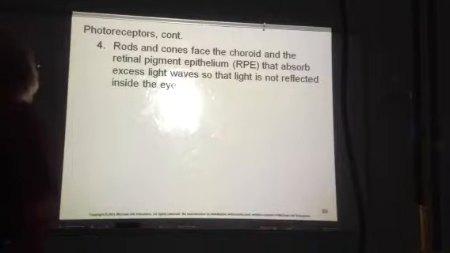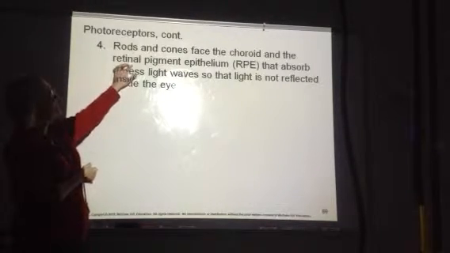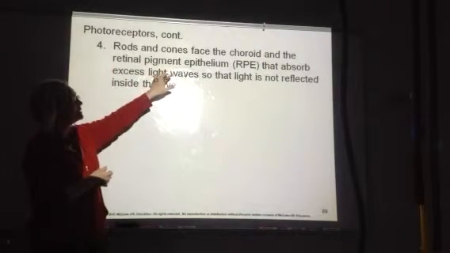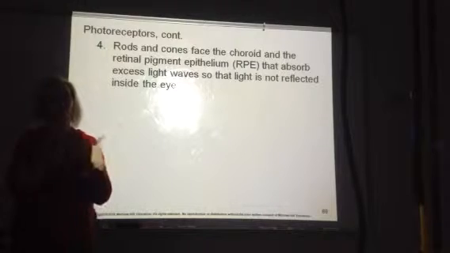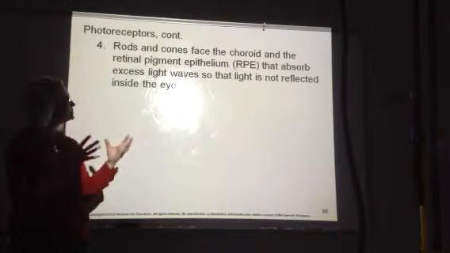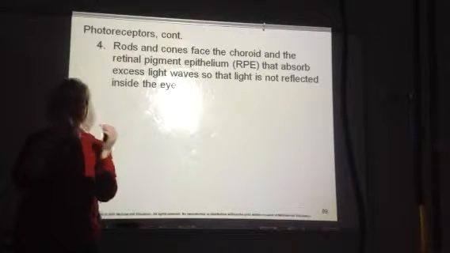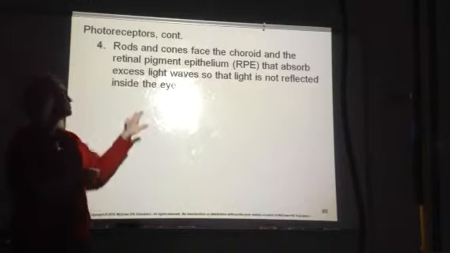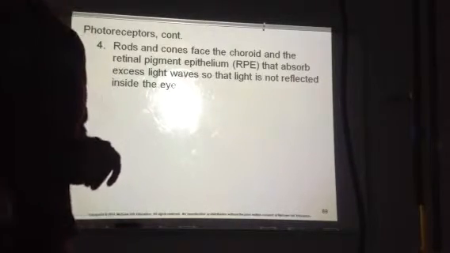Rods and cones both face the choroid and the retinal pigment epithelium that absorb excess light. And we talked about that before. The choroid is black. It absorbs light. We do not want light reflecting inside of our eye because that would totally disrupt our vision.